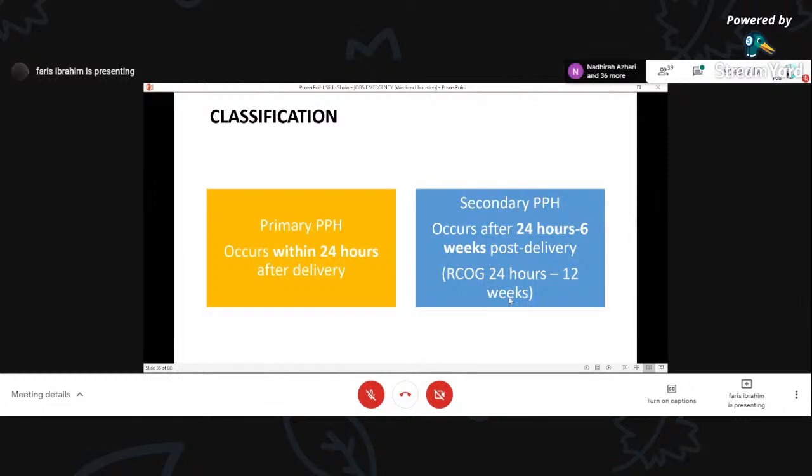Mind you that certain lecturers are very updated, certain lecturers are not updated. So the lecturers who are not updated still use the 24 hours to 6 weeks. But like Dr. Azhar, whatever comes out from his mouth is RCOG, nice guideline. So if you talk about 24 hours to 12 weeks, it would be better.